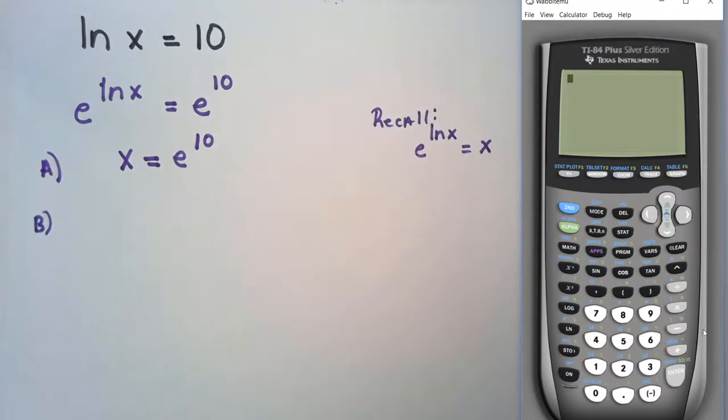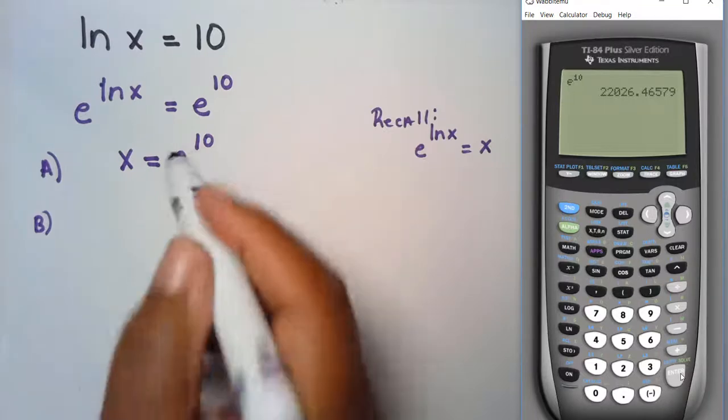So let's find e. To find e, you have to use your second key and look at ln. Above that, you have e to the x. So we have second and ln, which is e. And then we're going to put in what the power is, 10, and press enter. And let's round this to 2 places.